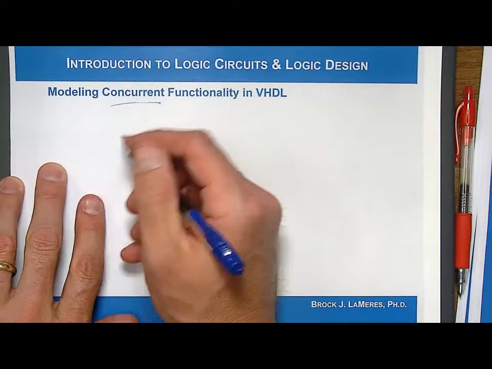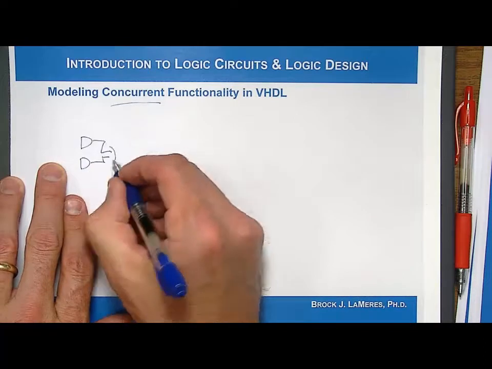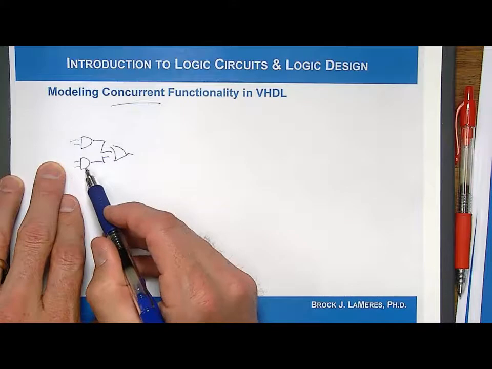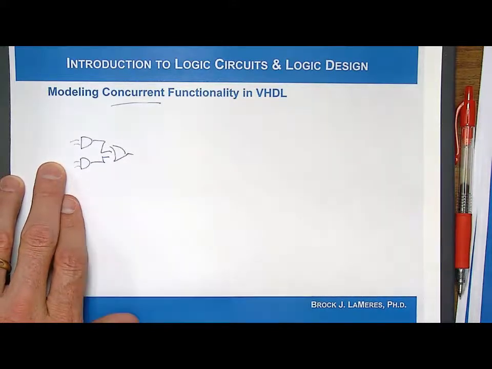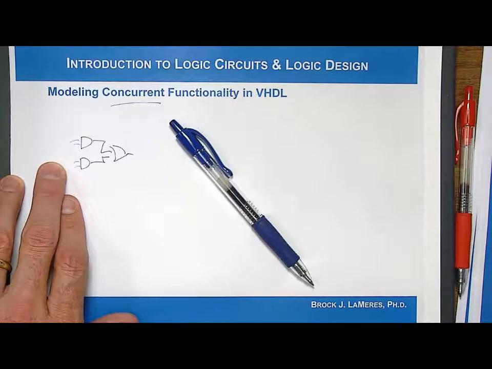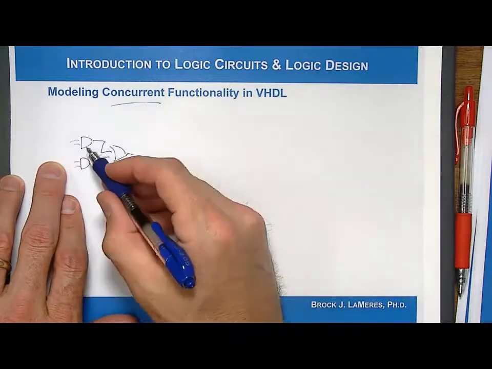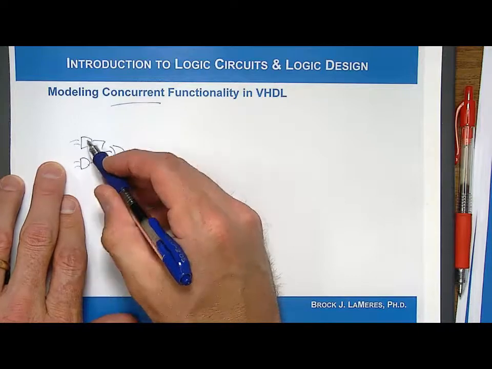It means the parallel nature of real circuits. So for example, if I had an AND gate and an AND gate and an OR gate like this, these two AND gates are independent systems, okay? So they will compute their outputs independent of each other. So when we go to model that in a hardware description language, we need the ability to say, do this and do this, but they have to execute at the same time.